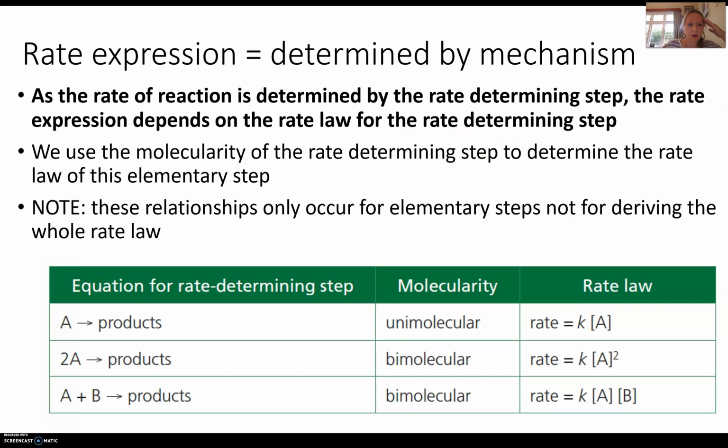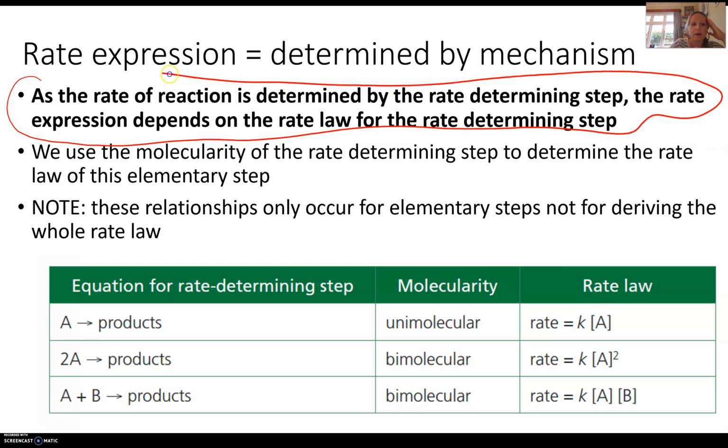Okay, so rate expressions can actually be determined by mechanisms. Okay, so as the rate of reaction is determined by the rate determining step, the rate expression depends on the rate law for the rate determining step. So blah, blah, blah, lots of words. Let's just have a look at what this actually means.